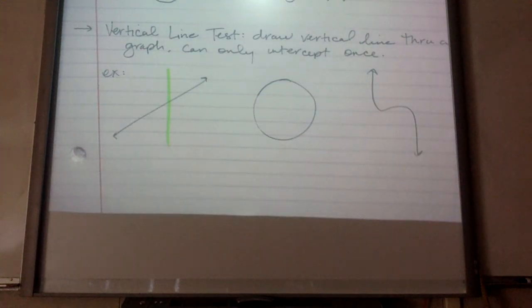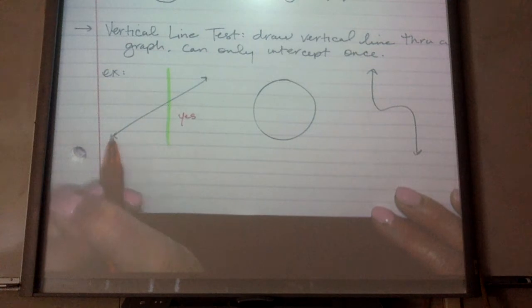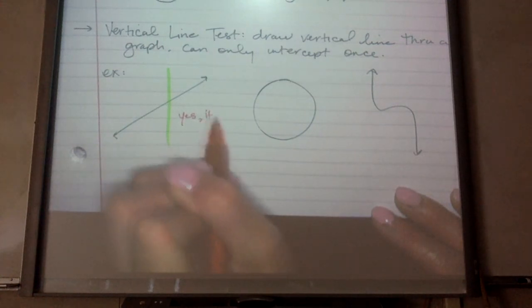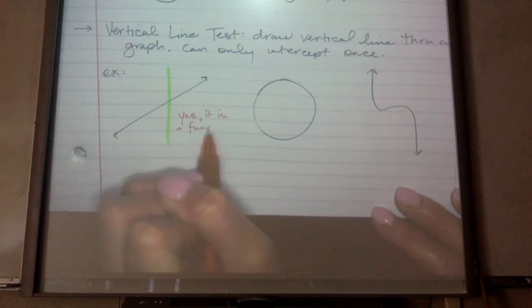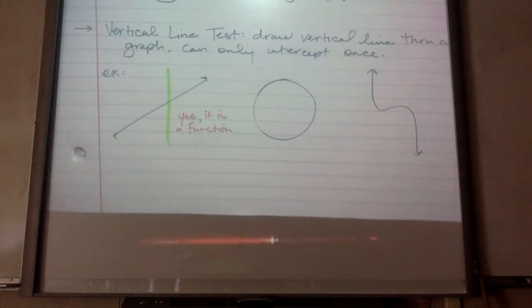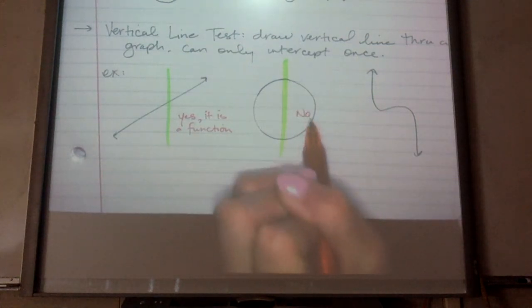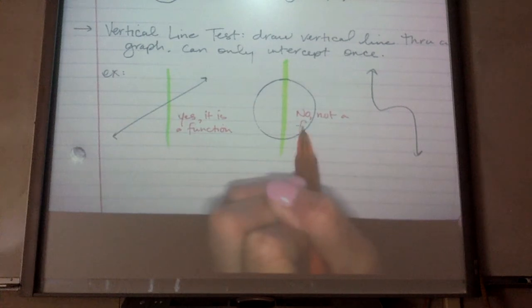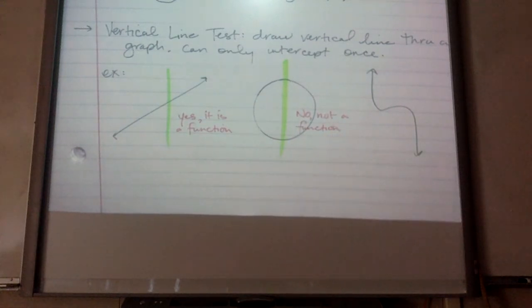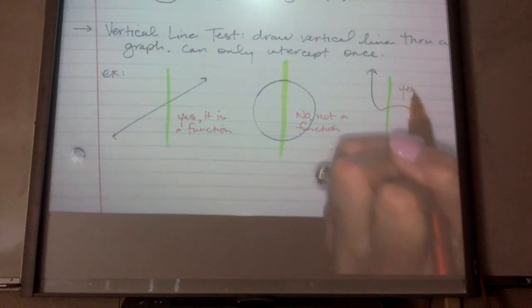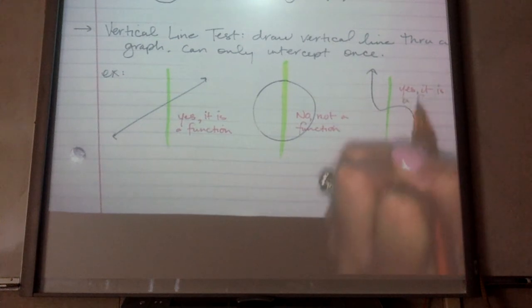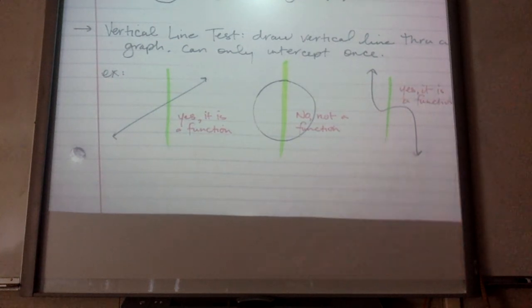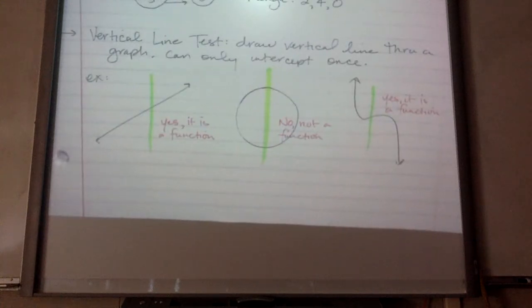So, yes, it is a function. If I draw a vertical line through here, notice it hits it twice. So, no, not a function. And this last one, even though it's a weird shape, it only intercepts it one time. So yes, it is a function. Okay? So that is all the review on whether I can tell something is a function.